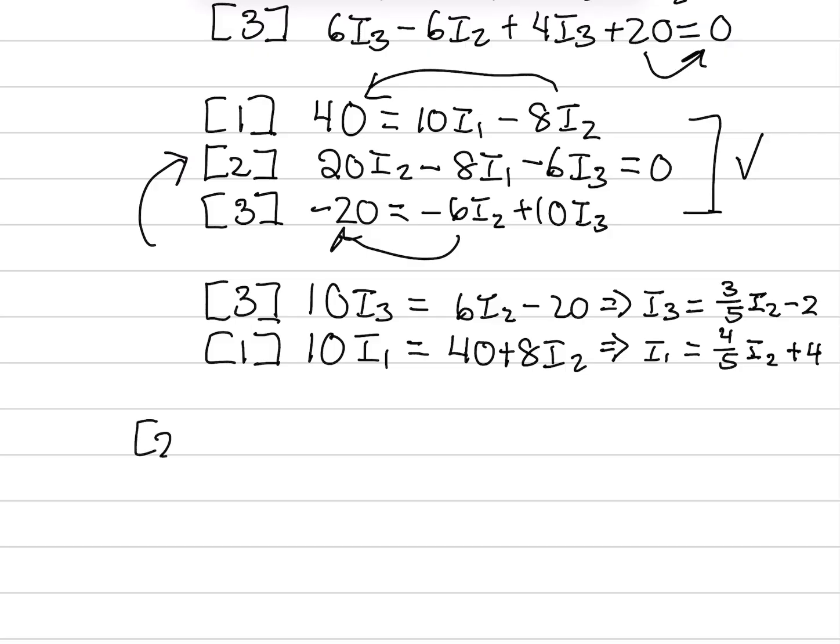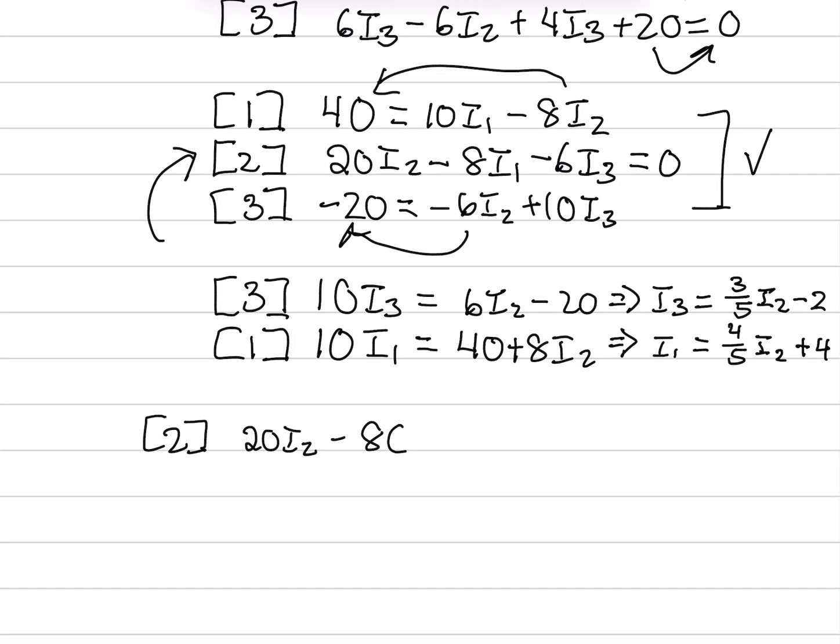So again, we have the second equation here. We have 20 I2 minus 8 times, so that's I1, right? So then 4 over 5 I2 plus 4. And then we have that subtracted by 6 I3, where I3 equals 3 over 5 I2 minus 2. And from here, we cannot forget that that equals 0.